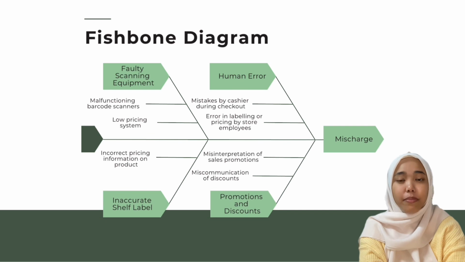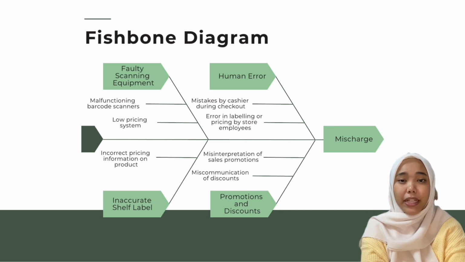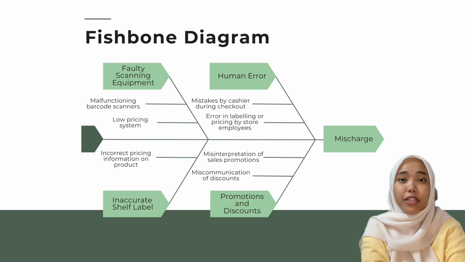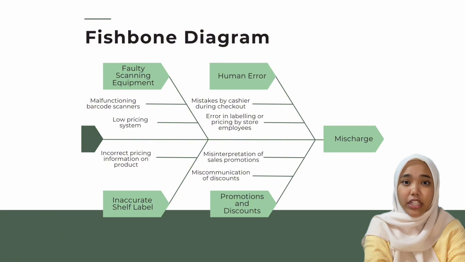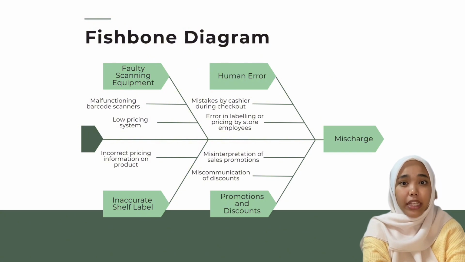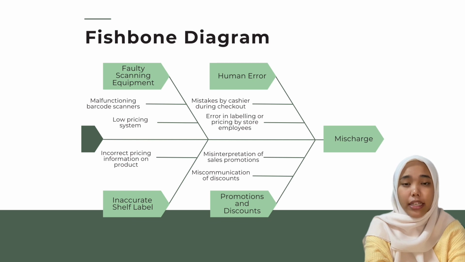Other than that, mischarge is also a problem that Pantai Selamat always faces. The mischarge may be caused by human error. The human error that always happens is mistakes by cashiers during the checkout and error labeling or pricing by store employees. Next is faulty scanning equipment. It can be a malfunctioning barcode scanner or a faulty pricing system that leads to overcharge or undercharge.